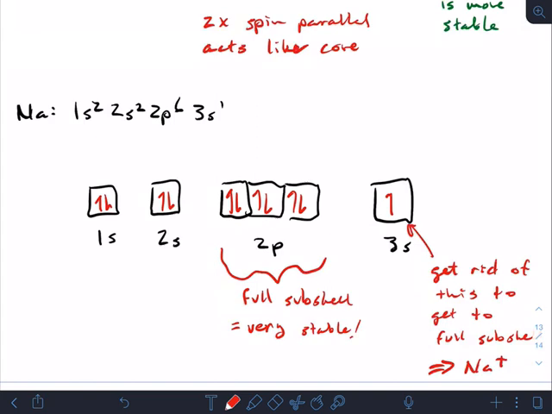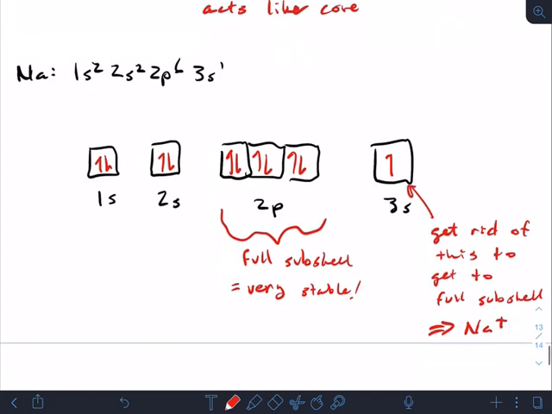Are you seeing a trend here? Hopefully you are. So there's a very good reason for these things to make ions. If sodium drops off an electron, it becomes more stable. If bromine picks up an electron, it becomes more stable.